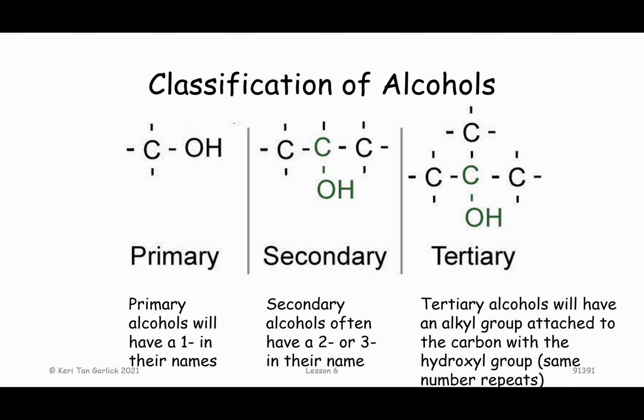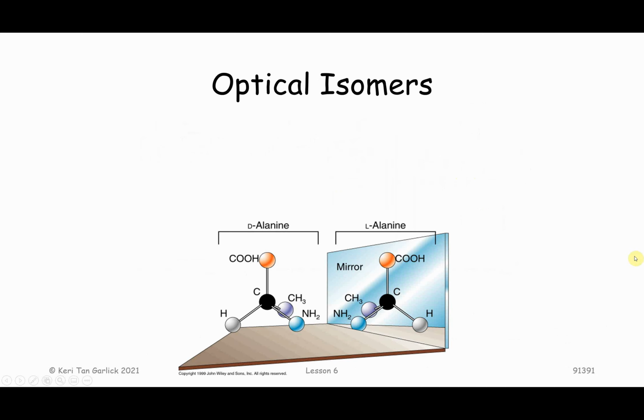And another kind of hint when we're classifying primaries, you'll see 1 in the name. Secondaries, you will often see 2 or 3 in their name. And tertiaries, what you're looking for is the functional group with a branch with the same number, because they're obviously both sharing that carbon there.